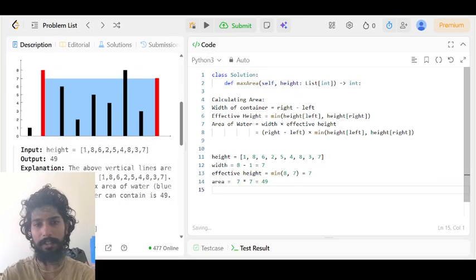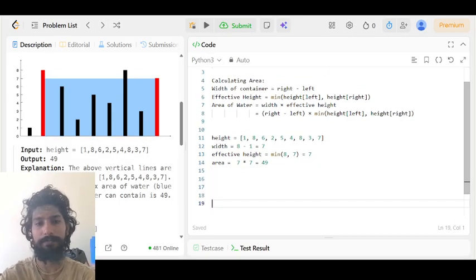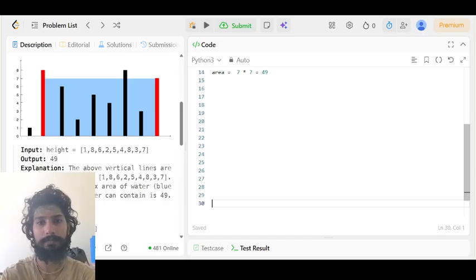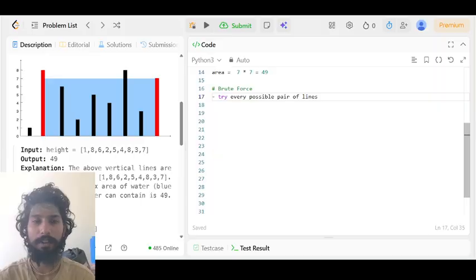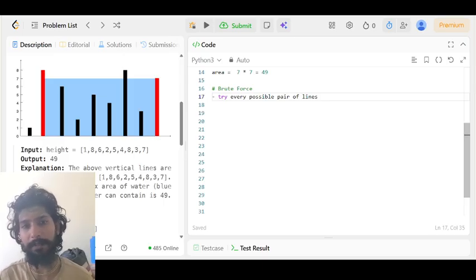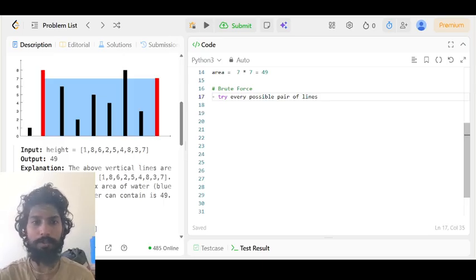Let's discuss the brute force approach. The most direct solution is to try every possible pair of lines. For every index i, we can pair it with every index j after it. For each pair, we calculate the area and update the maximum. So the pseudocode will look like this.